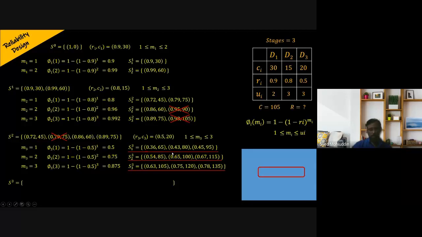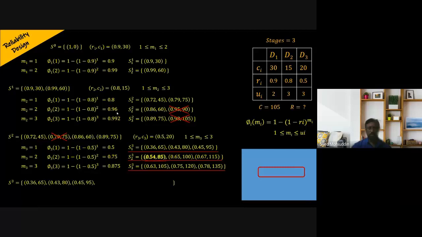Now here also we will add elements sequentially, according to increasing order of reliability. So far we have included all the elements of S31. There is no problem with respect to the cost.